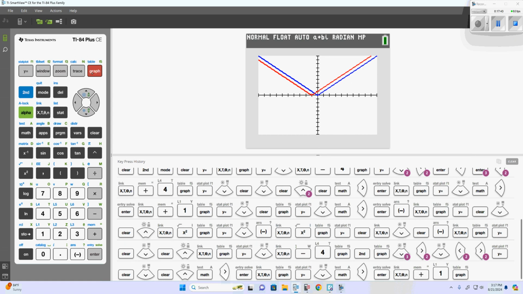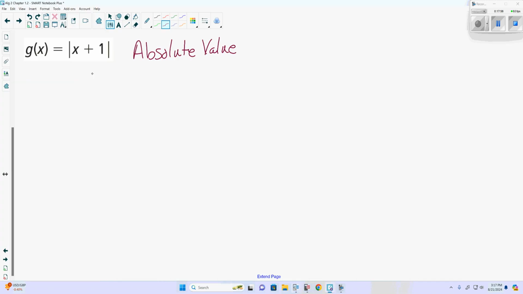Now, if we look at this here, the blue graph is the parent function of the absolute value. The one in the red is the new one we have. How did it move? It went to the left one, yes. So the transformation is left one.